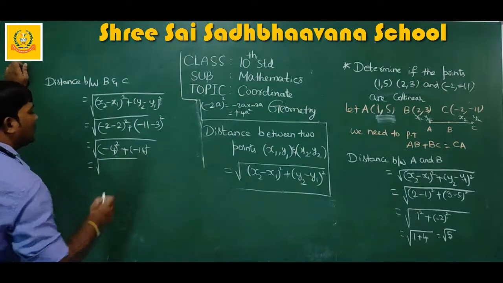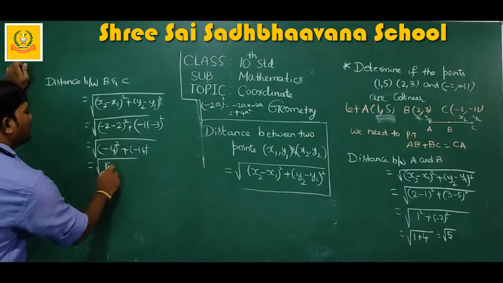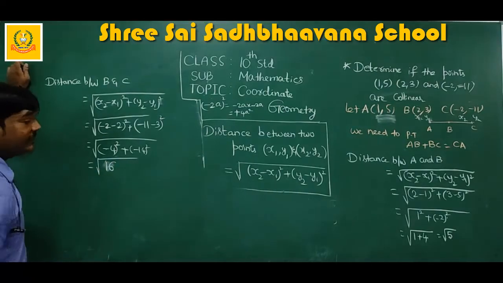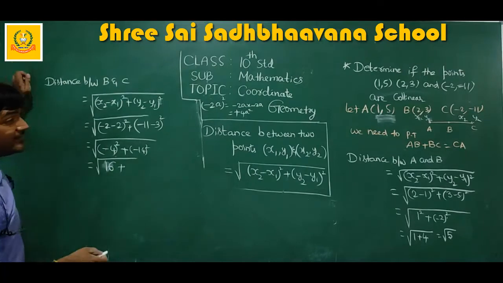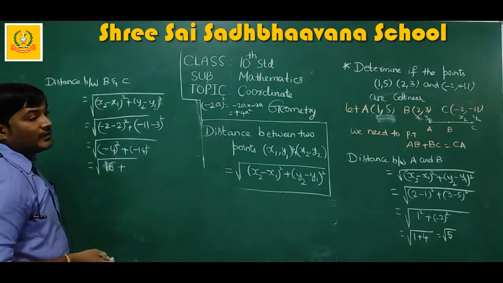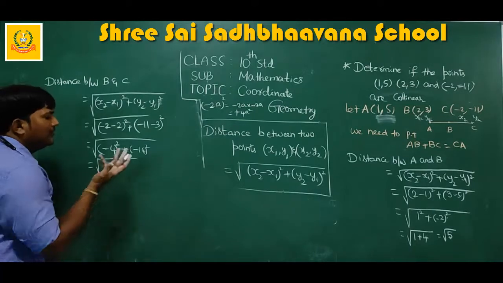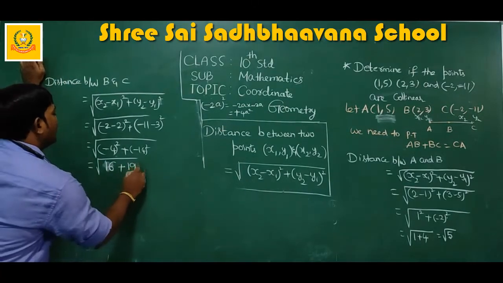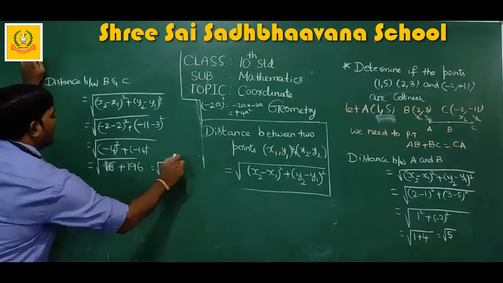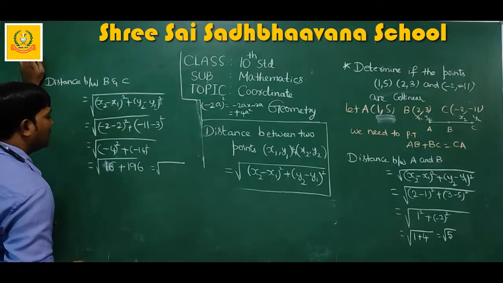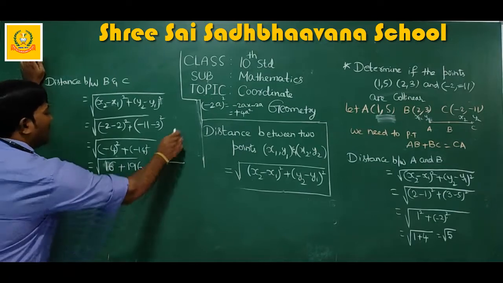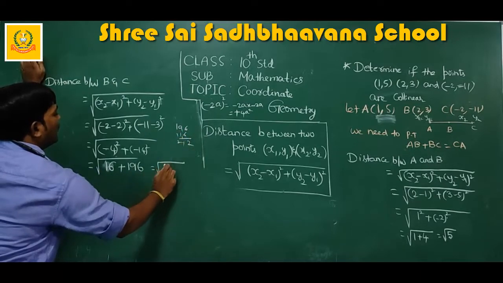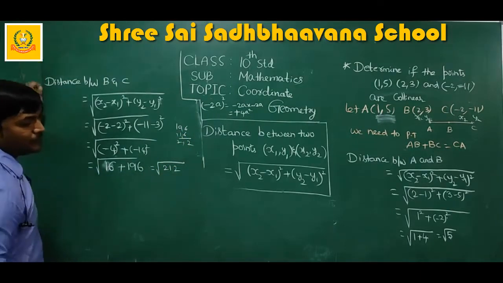So what do you get? Root of 4 square. Minus 4 square is plus 16, and minus 14 square is minus 14 into minus 14, which will give you plus 196. So what do you get? 196 plus 16. You will get 212. Okay.